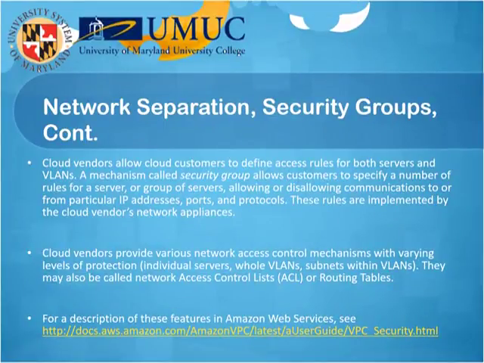Cloud vendors allow cloud customers to define access rules for both their servers and VLANs. A mechanism called security group allows customers to specify a number of rules for a server or a group of servers, allowing or disallowing communications to or from particular IP addresses, ports, and protocols. These rules are then implemented by the cloud vendors' network appliances. Cloud vendors provide various network access control mechanisms with varying levels of protection, like individual servers, whole VLANs, or subnets within VLANs. They may also be called network access control lists or ACLs or routing tables. For a description of those features in Amazon Web Services, see the link provided.